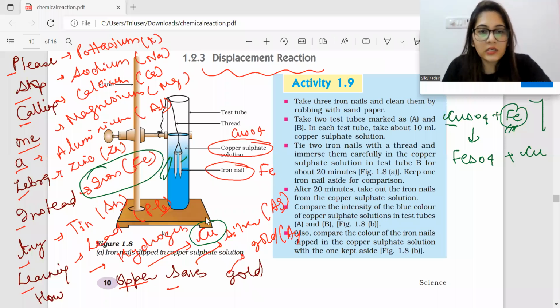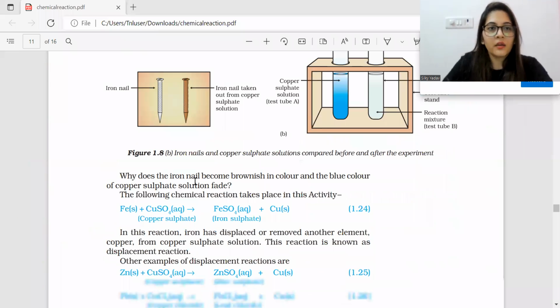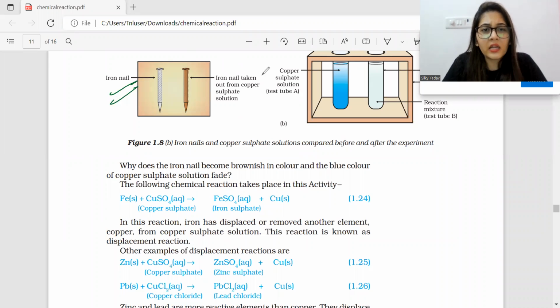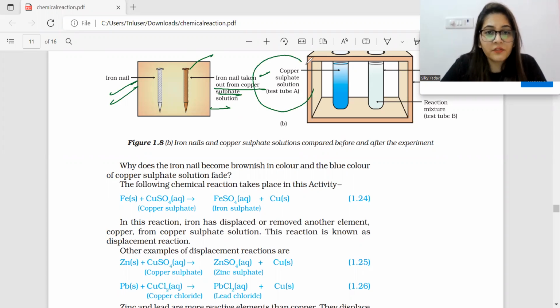And now let's see the next part, what all is written here. As we've already discussed, this is the iron nail color, and now you all can see the iron nail taken out from the copper sulfate solution. This is how it is looking now, and this was the copper sulfate solution earlier. And when the reaction has taken place, see, the color has changed. So why does the iron nail become brownish in color?